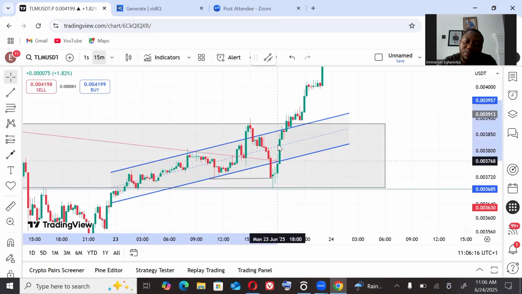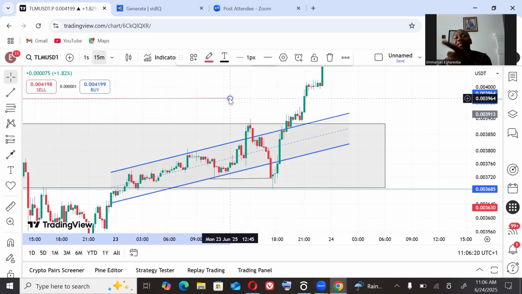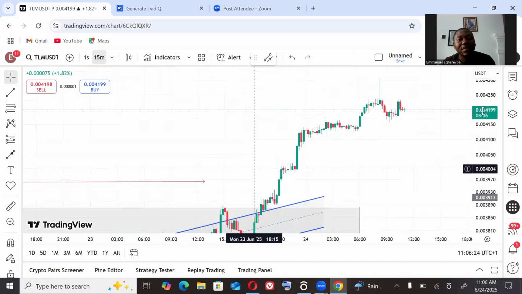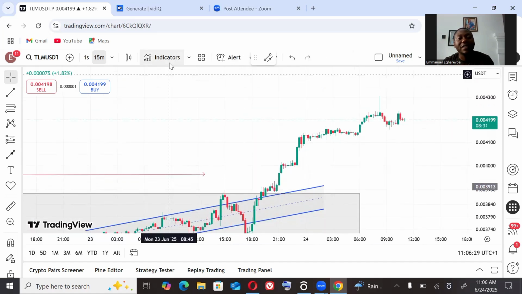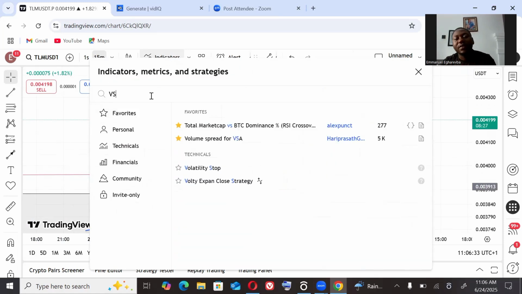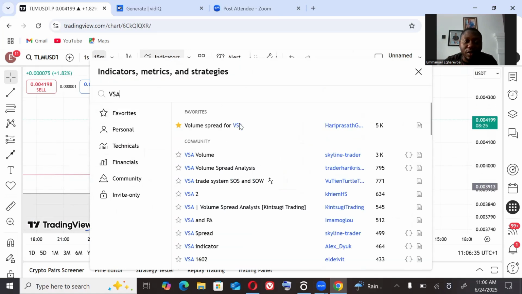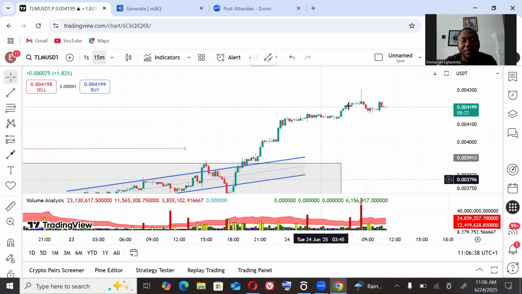So immediately I saw this big move with fair value gaps. I told my guys, look, man, this market is going to run. It's going to run massively. So just plot your volume indicator and see for yourself. You can use your VSA. I would recommend you use your VSA. It shows your volume spread. Just plot your volume spread and you see the heat map yourself.